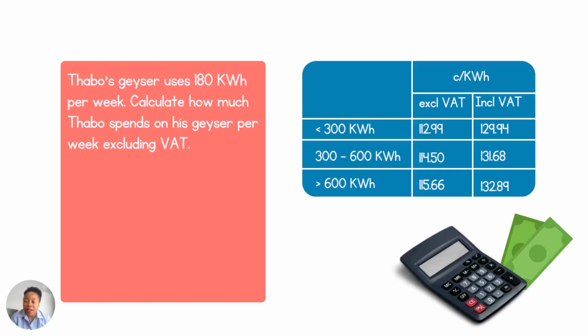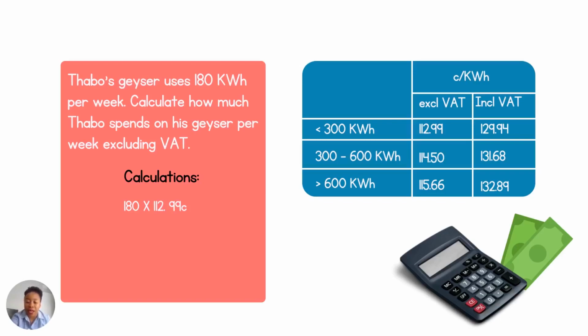So we are also given our prices in 2 different parts, excluding VAT and including VAT. So you look at the question and then you locate the right column. Because in this question, I'm expected to calculate the price excluding VAT, I'm only going to focus on the column that has the words excluding VAT. And 180 kilowatt hours is less than 300 kilowatt hours. So I'm going to work with the first block right there. So then I will calculate 180 multiplied by 112.99 cents.